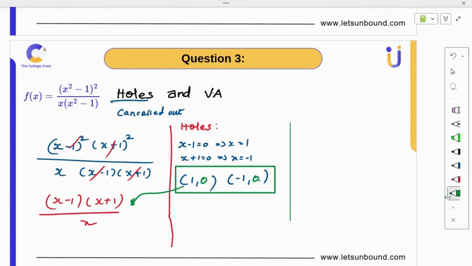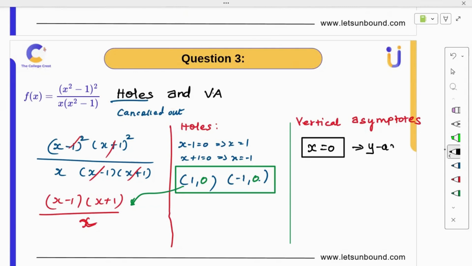Right, and vertical asymptotes. Vertical asymptotes mean in the simplified version, what is left in the denominator, set it to 0. I got only x is equal to 0. That's simple, which means your y-axis is acting as a vertical asymptote here. So we find holes and vertical asymptotes.